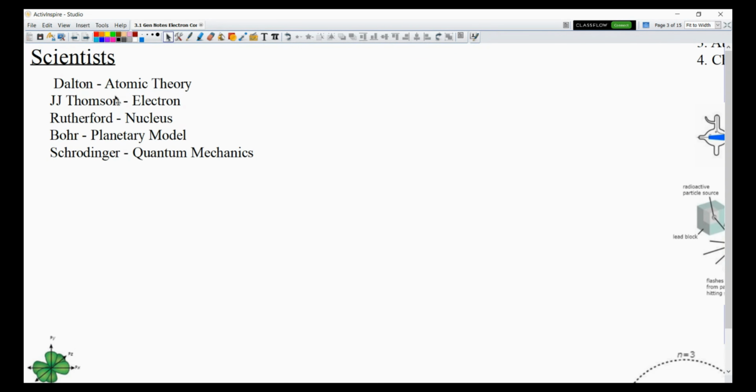Okay, and there's 5 scientists that we need to know, and we need to know their contributions for chemistry, and that is Dalton, and his contribution is the atomic theory. J.J. Thompson, who discovered the electron. Rutherford, who discovered the nucleus. Bohr, who made the planetary model of the atom. And Schrödinger, who came up with the quantum mechanical model for the atom.